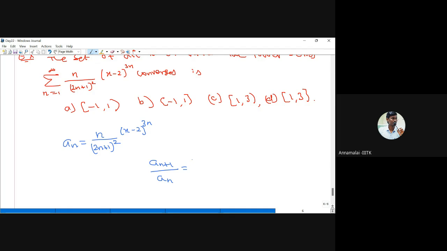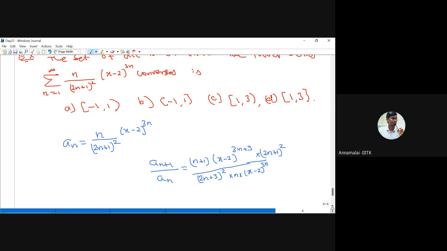So this is nothing but a_{n+1} is nothing but (n+1) into (x-2)^{3n} plus 3 by 2n, that is (2n+3) whole square, that is a_{n+1}. Into a_n, therefore n into (x-2)^{3n}, the denominator is (n+1) whole square.